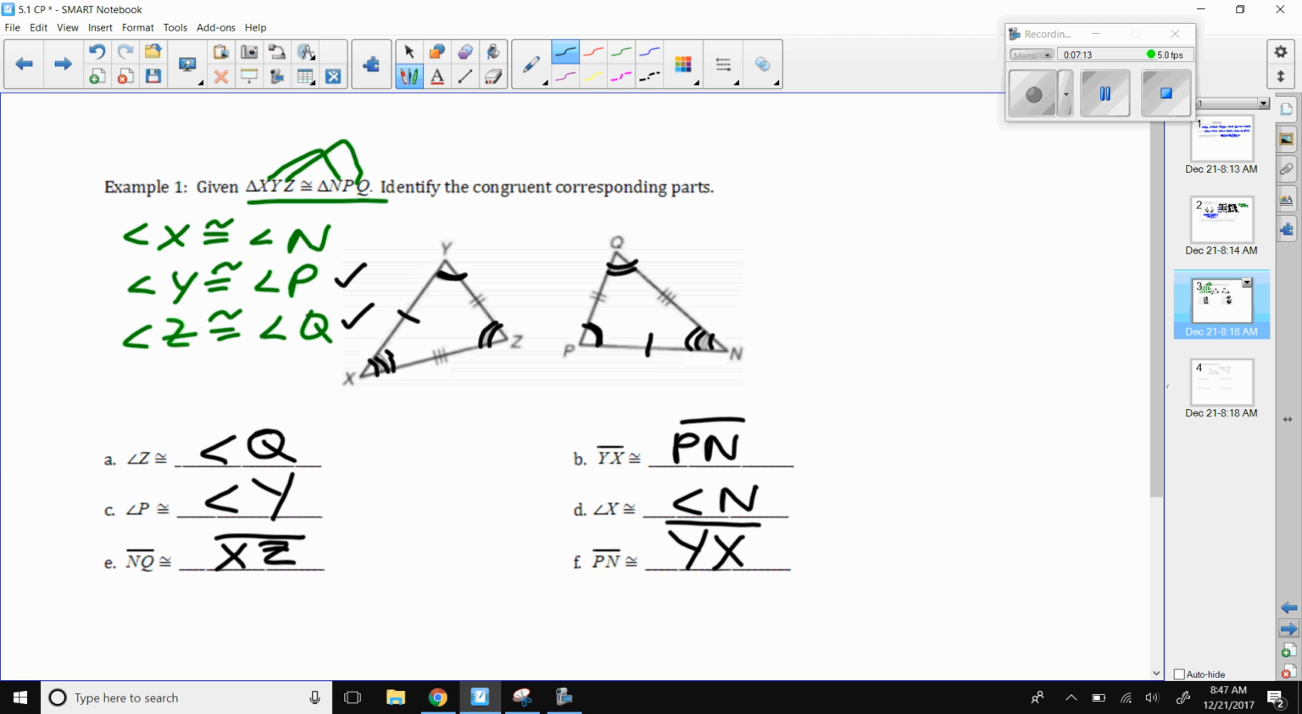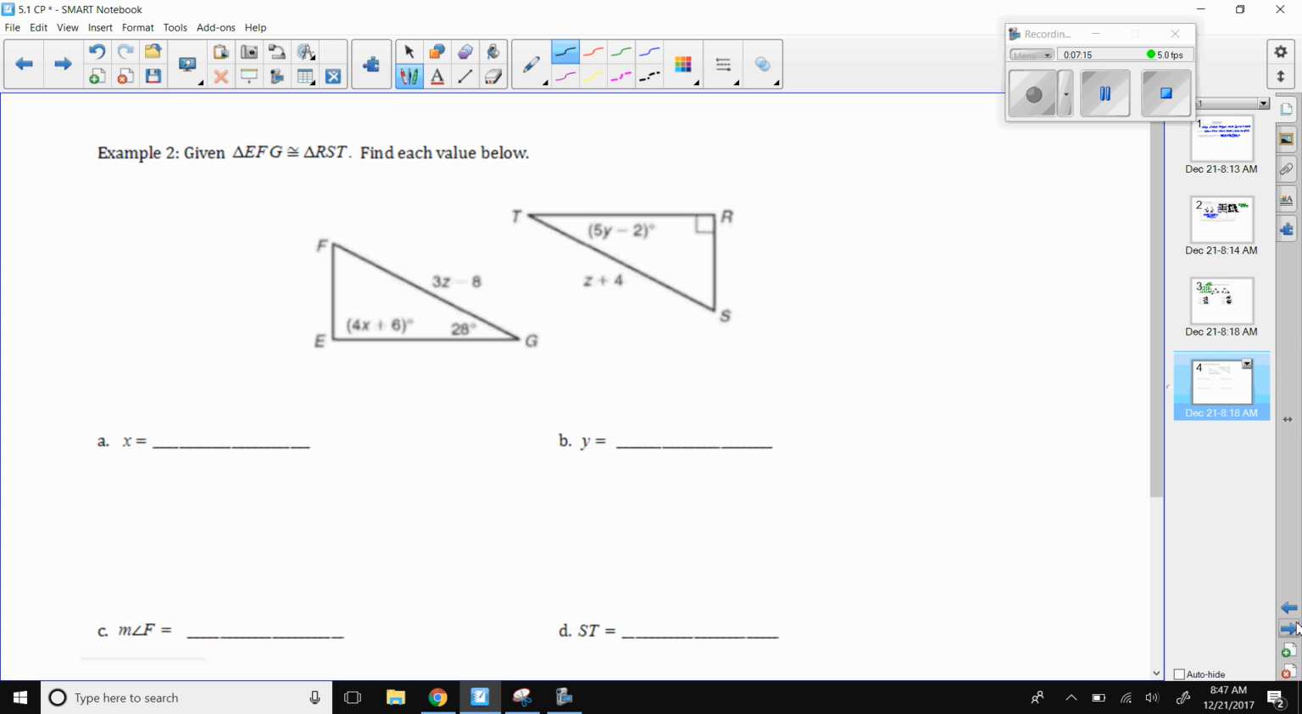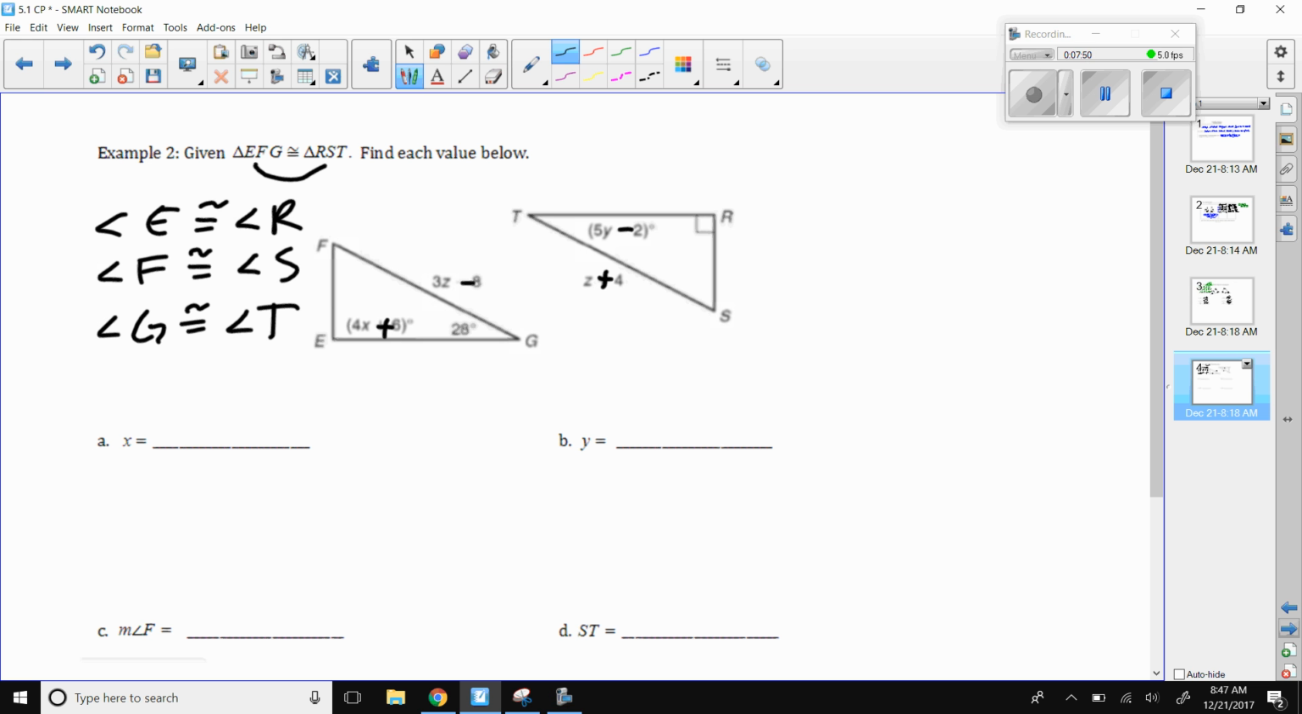In our last example, example 2, hopefully you can read yours a little nicer. These are subtraction. We got plus here and plus here. Okay, so we're looking for X, and it says triangle EFG is congruent to RST. Find the values below. I see X is in this angle here. I can see right away that I'm going to have angle E congruent to angle R, angle F congruent to angle S, and angle G congruent to angle T. So that should help me out right away, especially with this X stuff.